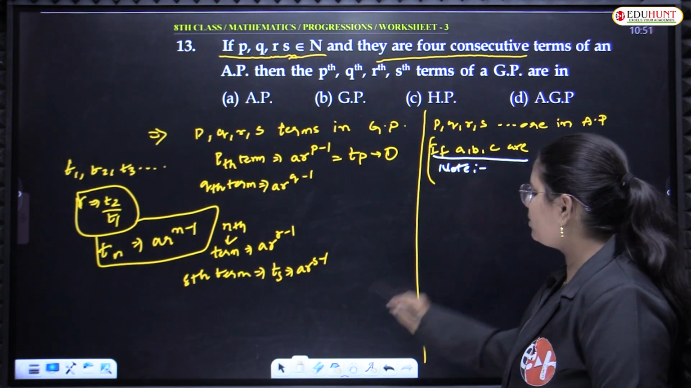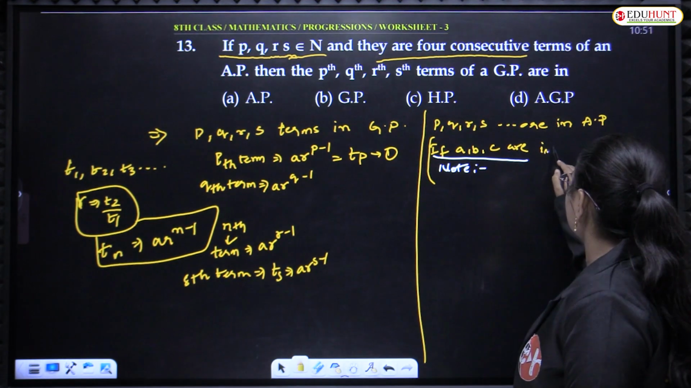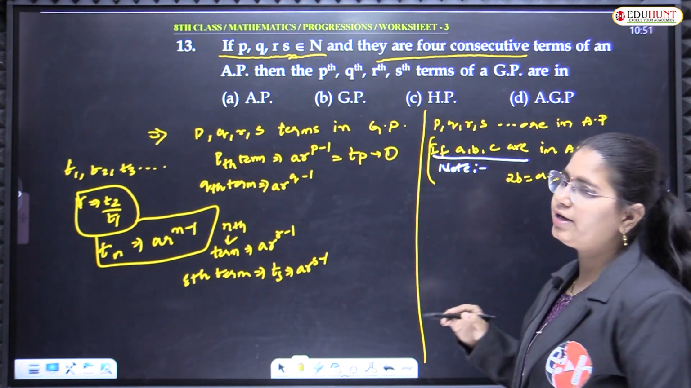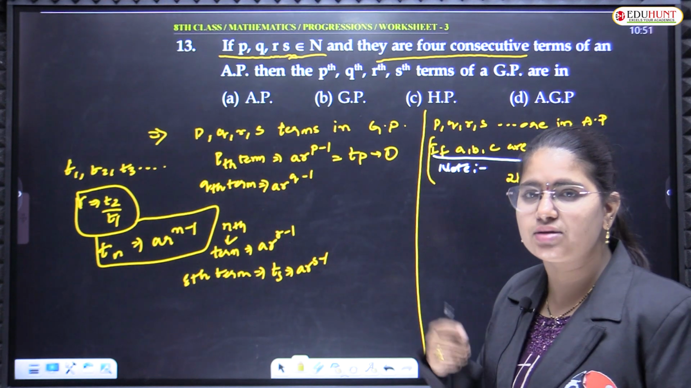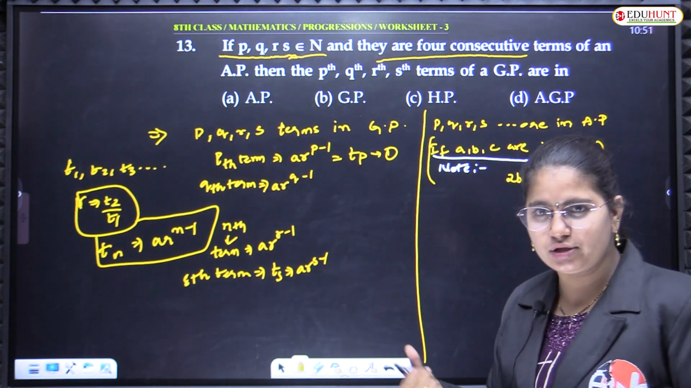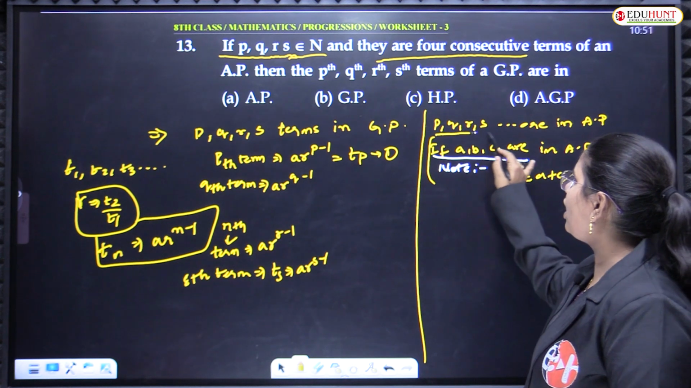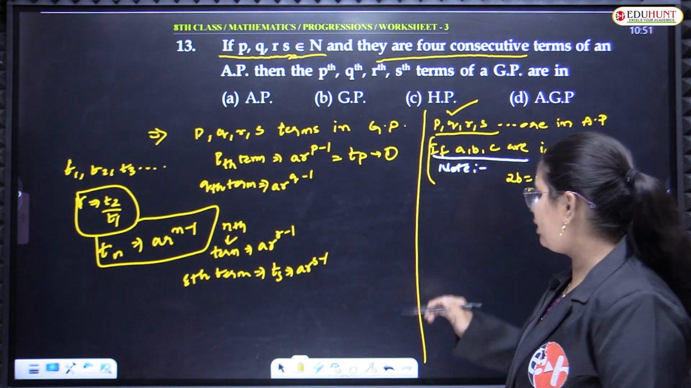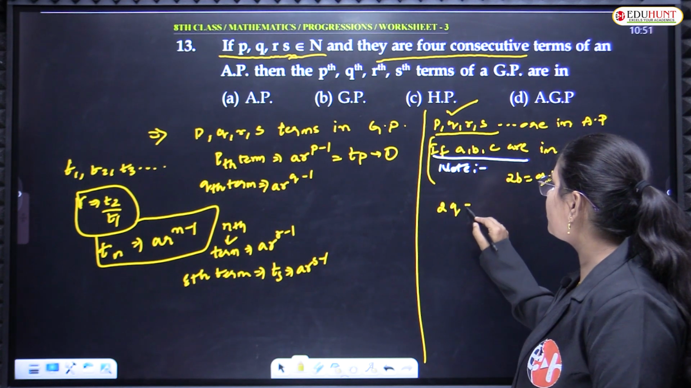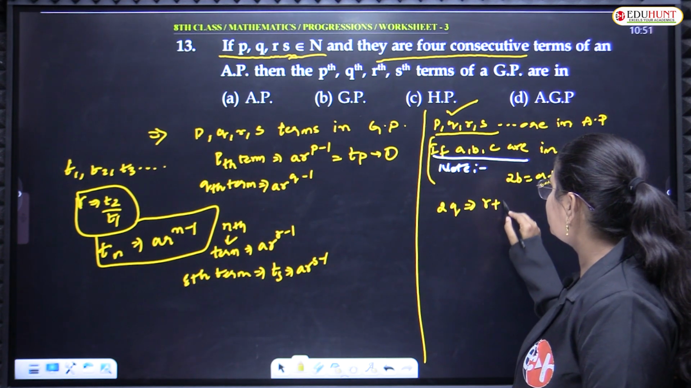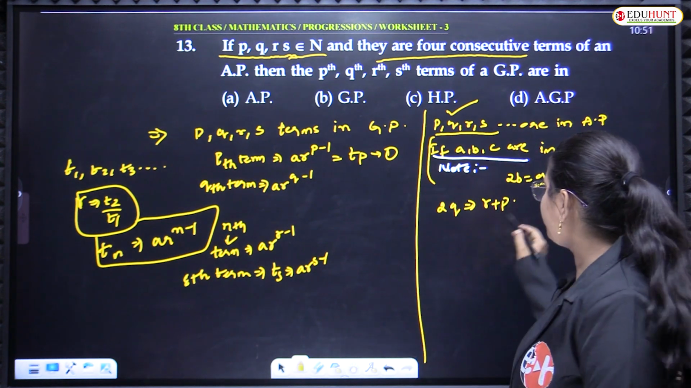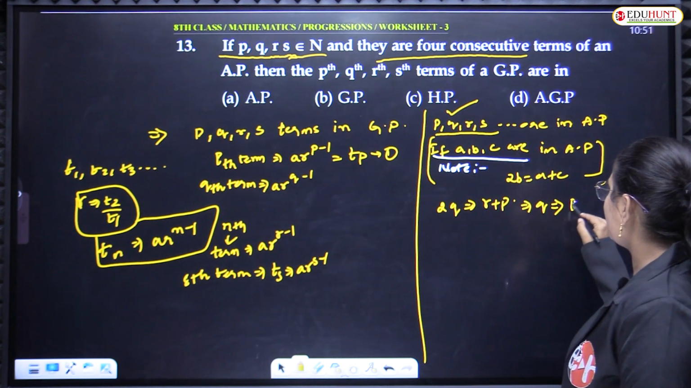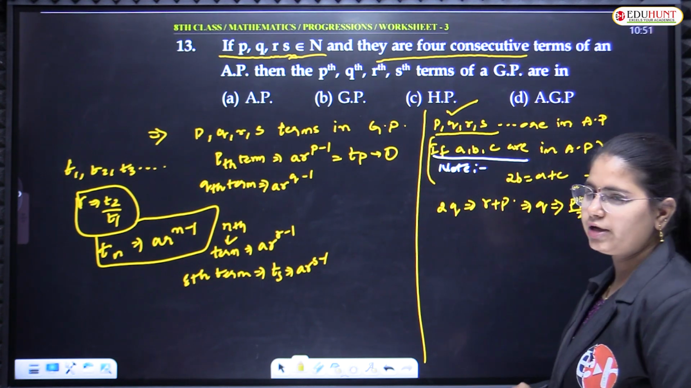If A, B, C are in AP, then what is the result I have proved? 2B is equal to A plus C: twice the middle term is equal to the sum of its end terms. This I have also told you, right? Similarly, if P, Q, R are in AP, then what is the middle term? Q, correct? So we can write 2Q is equal to R plus P, or P plus R. So from this, the value of Q is P plus R by 2, correct?